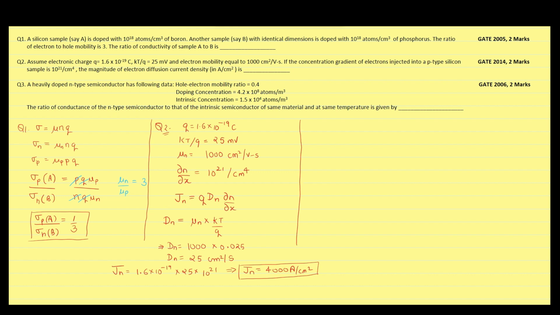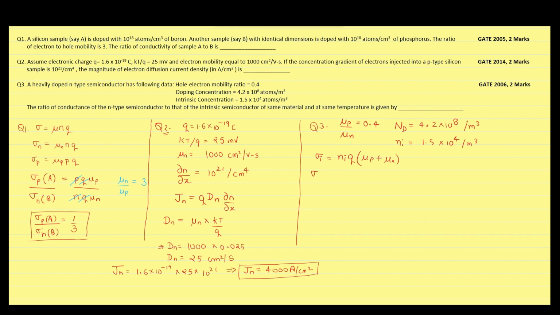For the third question, a heavily doped n-type semiconductor has mobility of hole divided by mobility of electron equal to 0.4. Doping concentration is equal to 4.2 into 10 to the power 8 per meter cube. Intrinsic carrier concentration is provided as 1.5 into 10 to the power 4 per meter cube. Now we know that the conductivity for intrinsic semiconductor is equal to intrinsic carrier concentration multiplied by magnitude of charge on an elementary charge carrier multiplied by mobility of hole plus mobility of free electron.